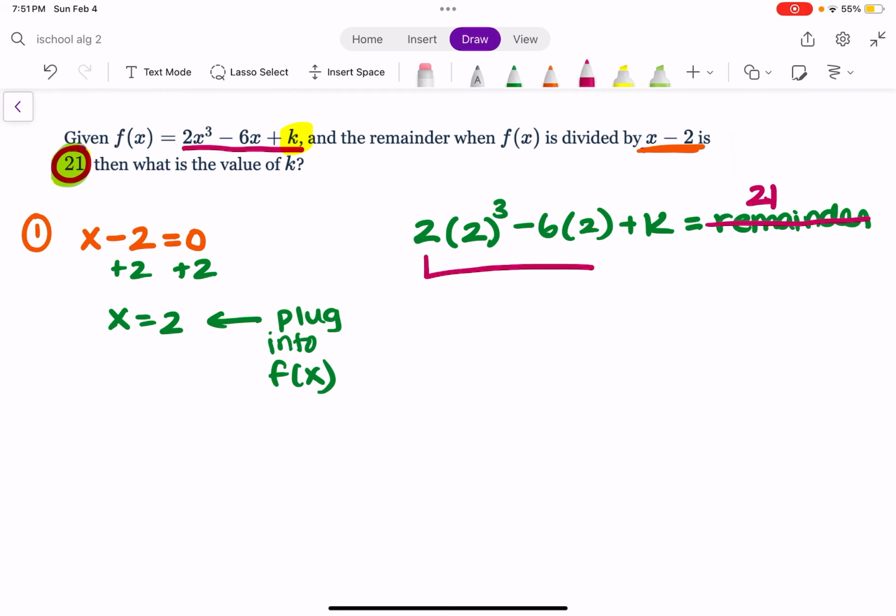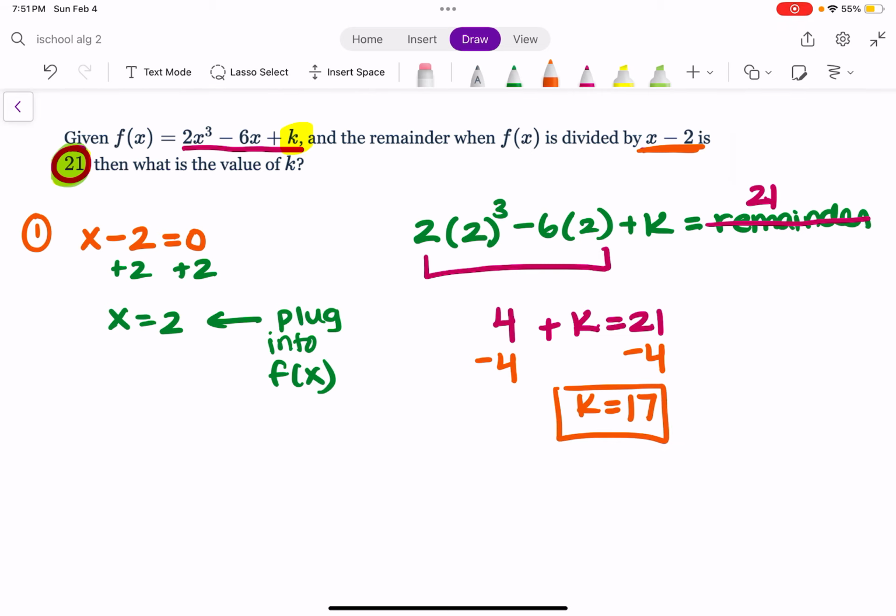I'm going to simplify all of this first. So if I put this in the calculator, 2 times 2 to the power of 3 minus 6 parentheses 2, you can literally type it in like that. You're going to get 4. So I have 4 plus k equals 21. And if I subtract 4 on both sides, I am going to get 17. So the value of k in this case is 17.